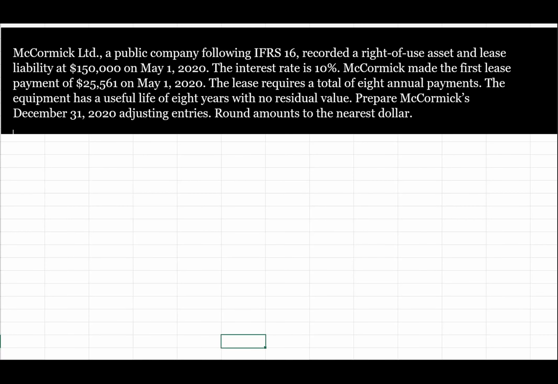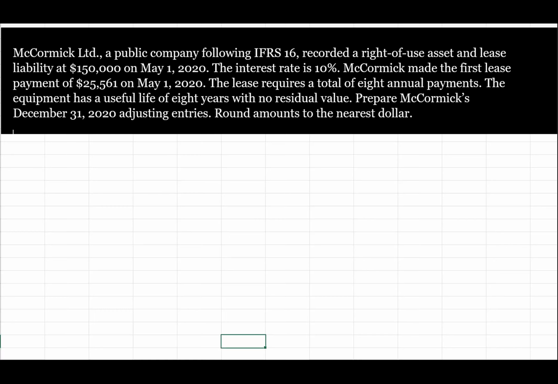McCormick Limited, a public company following IFRS 16, recorded a right-of-use asset and lease liability at $150,000 on May 1st, 2020. The interest rate is 10%. McCormick made the first lease payment of $25,561 on May 1st, 2020.